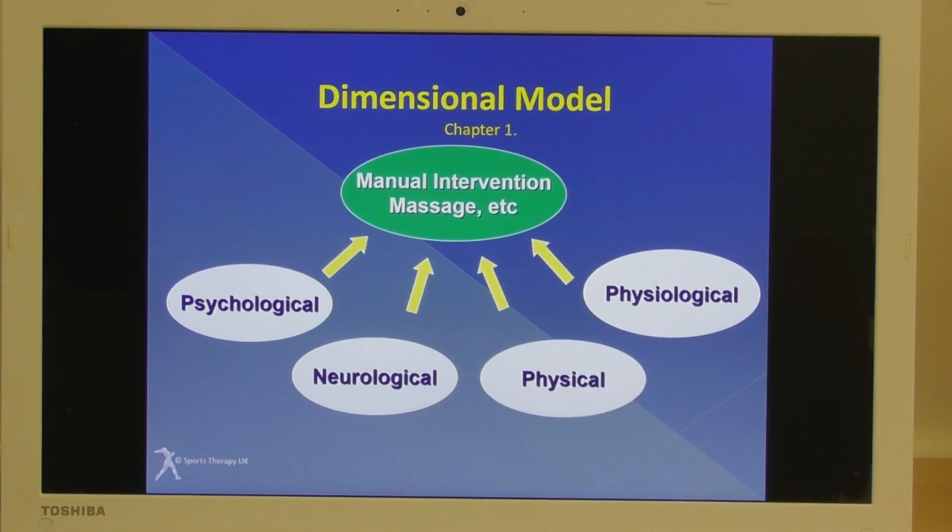So I mentioned before the modes and the dimensions that we work in. So we're thinking about the psychological, neurological, physical and physiological. We should, as good therapists, be challenging what technique we're doing. We may not want to bring all of them about, but we want to make sure that we're gaining some of them whenever we're doing our treatment, and especially when we're adopting a new technique.